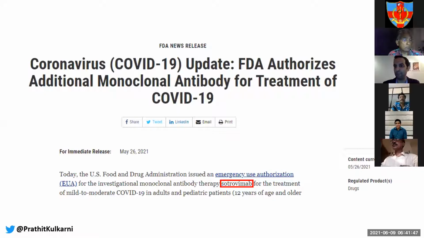I just want to mention that just 2 weeks ago, May 26, 2021, a third monoclonal antibody was approved in the United States for treatment of mild to moderate COVID. That's a new antibody called sotrovimab. I don't think it's available in India, but I wanted to let you know that a third monoclonal antibody has been approved now in the United States as of 2 weeks ago.